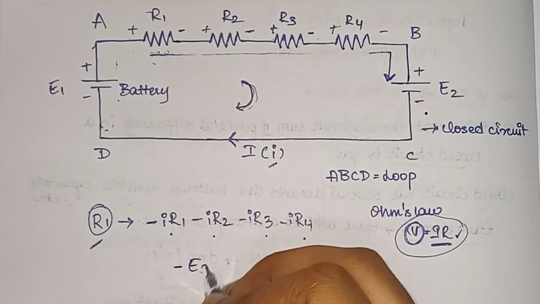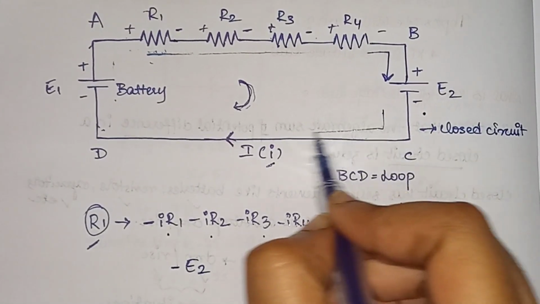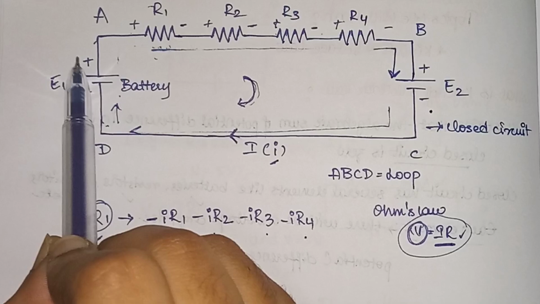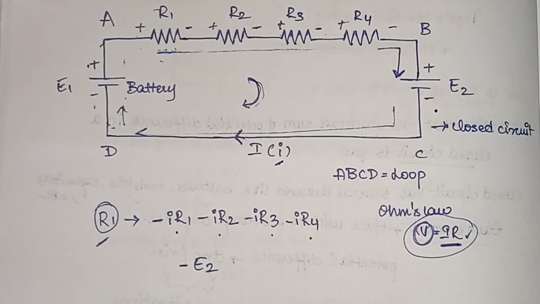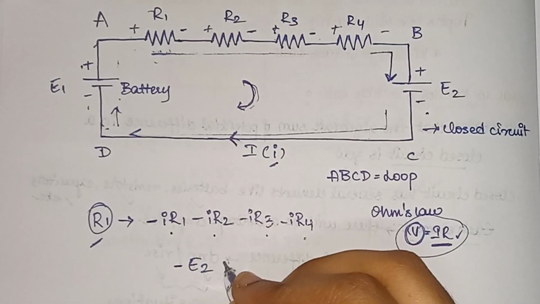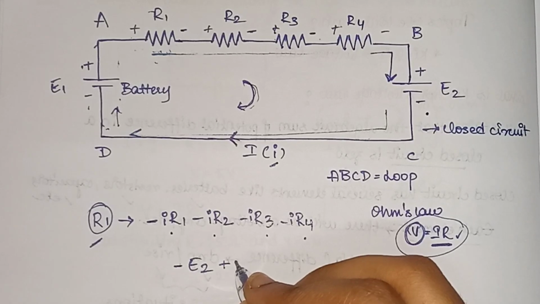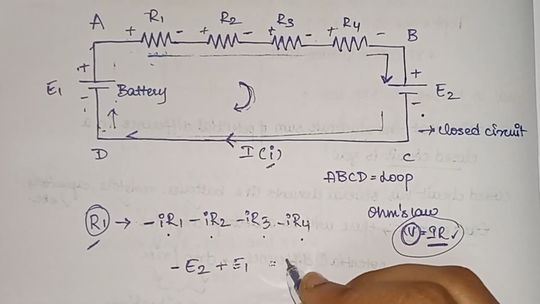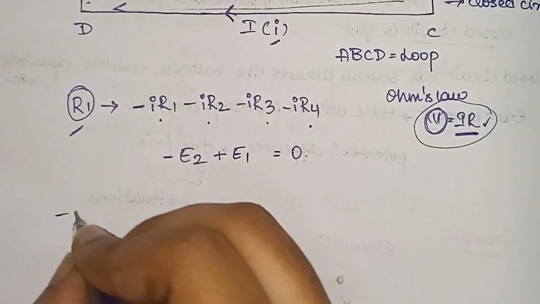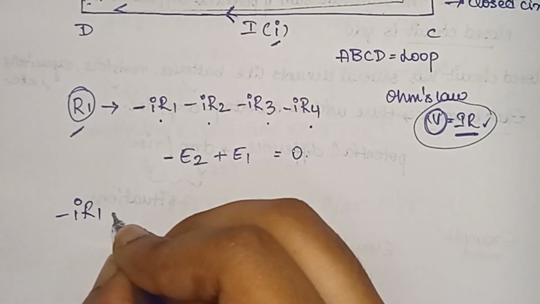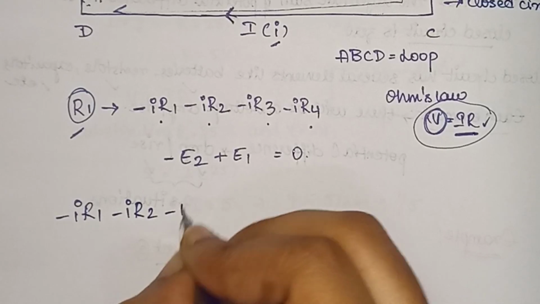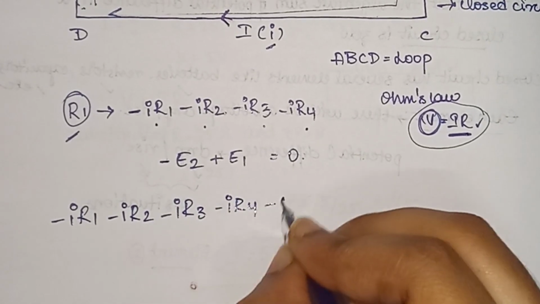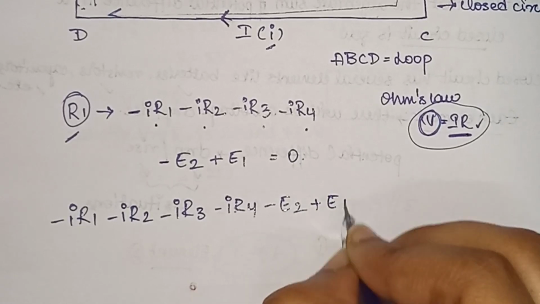Minus E2, and then from this direction again the current is flowing here. What is happening here, it is flowing from negative charge to positive charge. So it is a rise situation, so we use E1 here. So this particular sum should be equal to 0. So if we are writing it in one statement, minus IR1, minus IR2, minus IR3, minus IR4, minus E2 plus E1 is equal to 0.